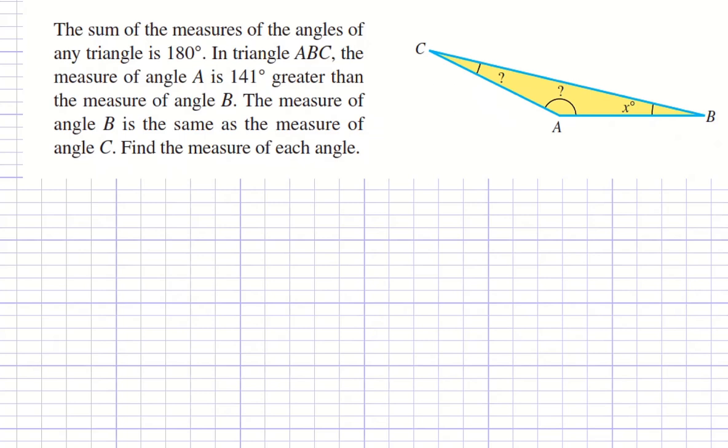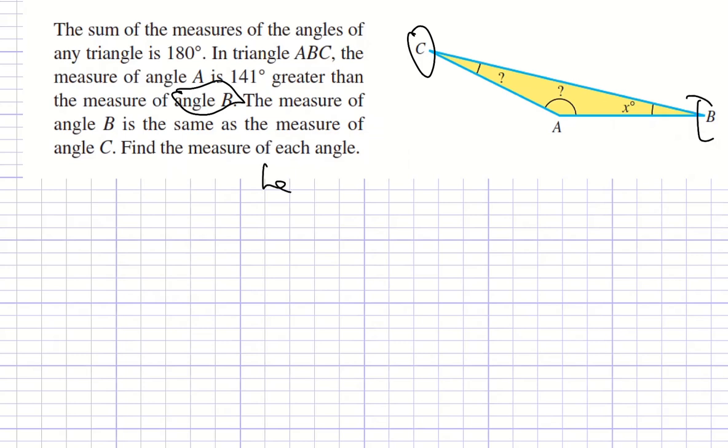So what you do there is, let's read it again. We know when you add all the angles it's 180, nobody can change that. This time they say the measure of angle A is 141 greater than the measure of angle B. So we'll have to use angle B. And you see angle B occurs here. The measure of angle B is the same as angle C, so angle C and angle B are equal.